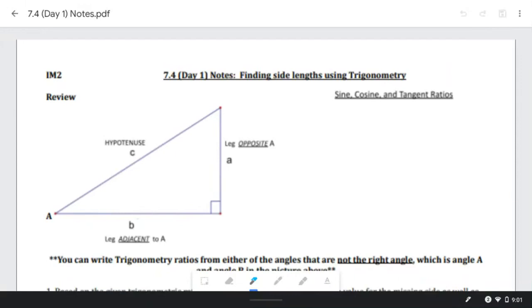All right, for this lesson, we're building off SOHCAHTOA. So you want to make sure you remember that. You'll be using this throughout the entire chapter, okay? So sine is opposite over hypotenuse, cosine is adjacent over hypotenuse, and TOA, tangent is opposite over adjacent. Okay, so we'll use that for this lesson as well.